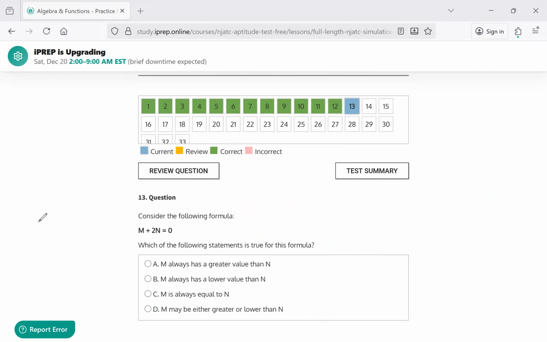Consider the following formula: m plus 2n equals 0. Which of the following statements is true for this formula? Let's see. If I solve for m, subtract 2n from both sides, so you get m is equal to -2n.